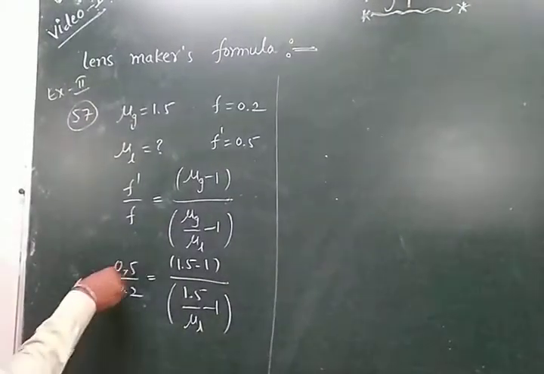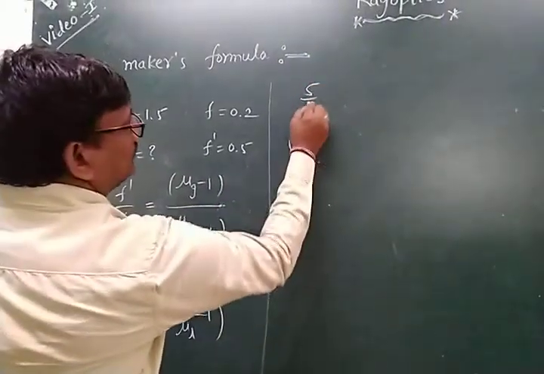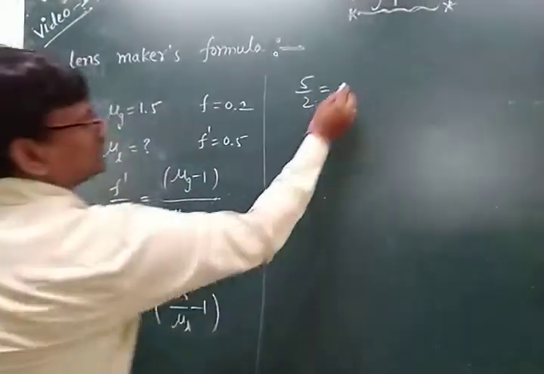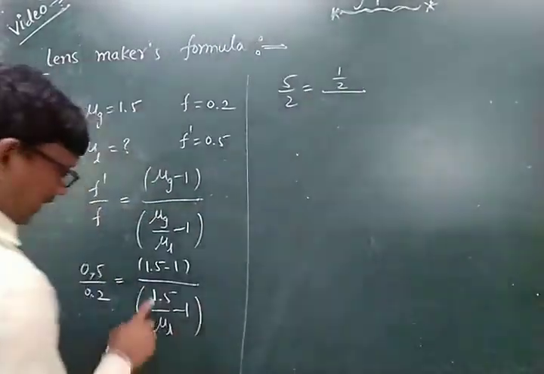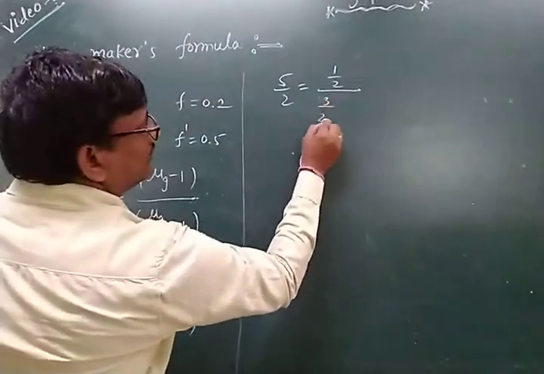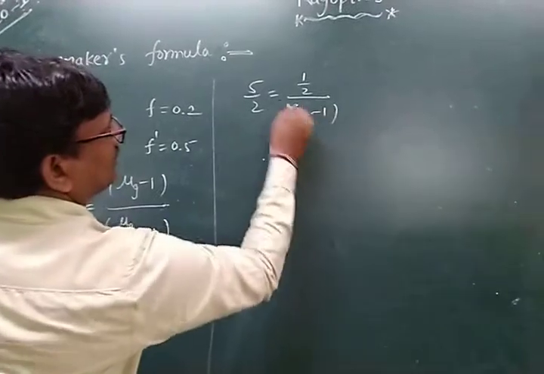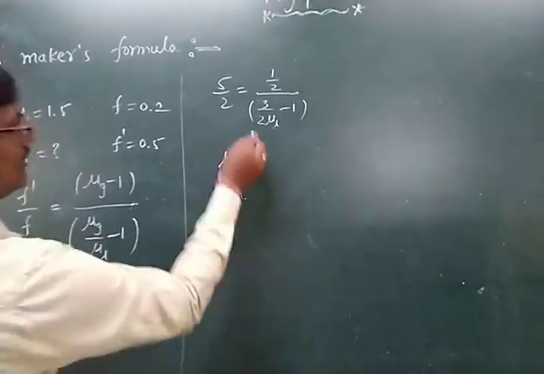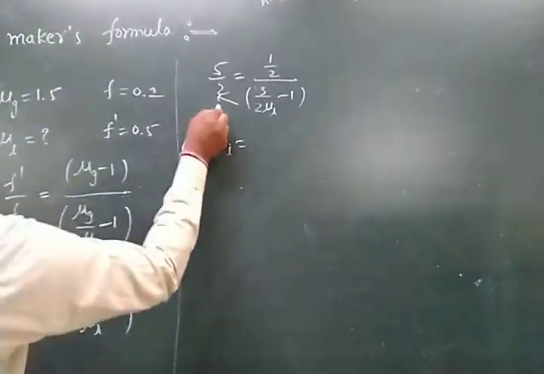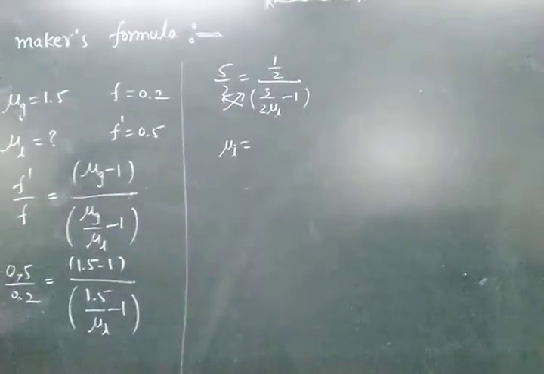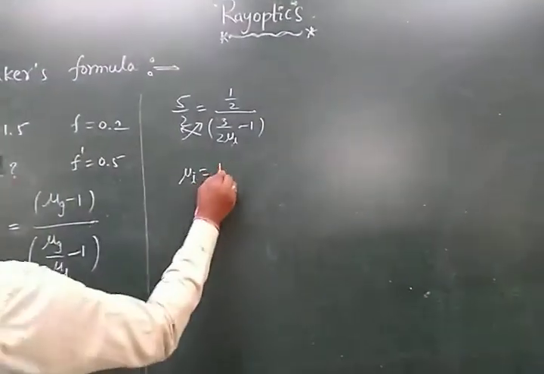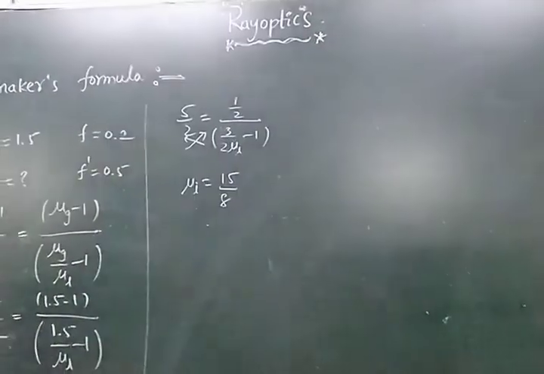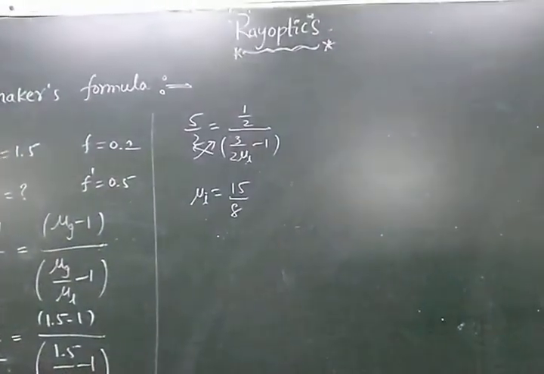And cancelling, we can also write it as 1 by 2 divided by 3 by 2 into (nu L minus 1). Then directly we can do the cross multiplication and get nu L is equal to 15 by 8. So nu L is equal to 15 by 8.